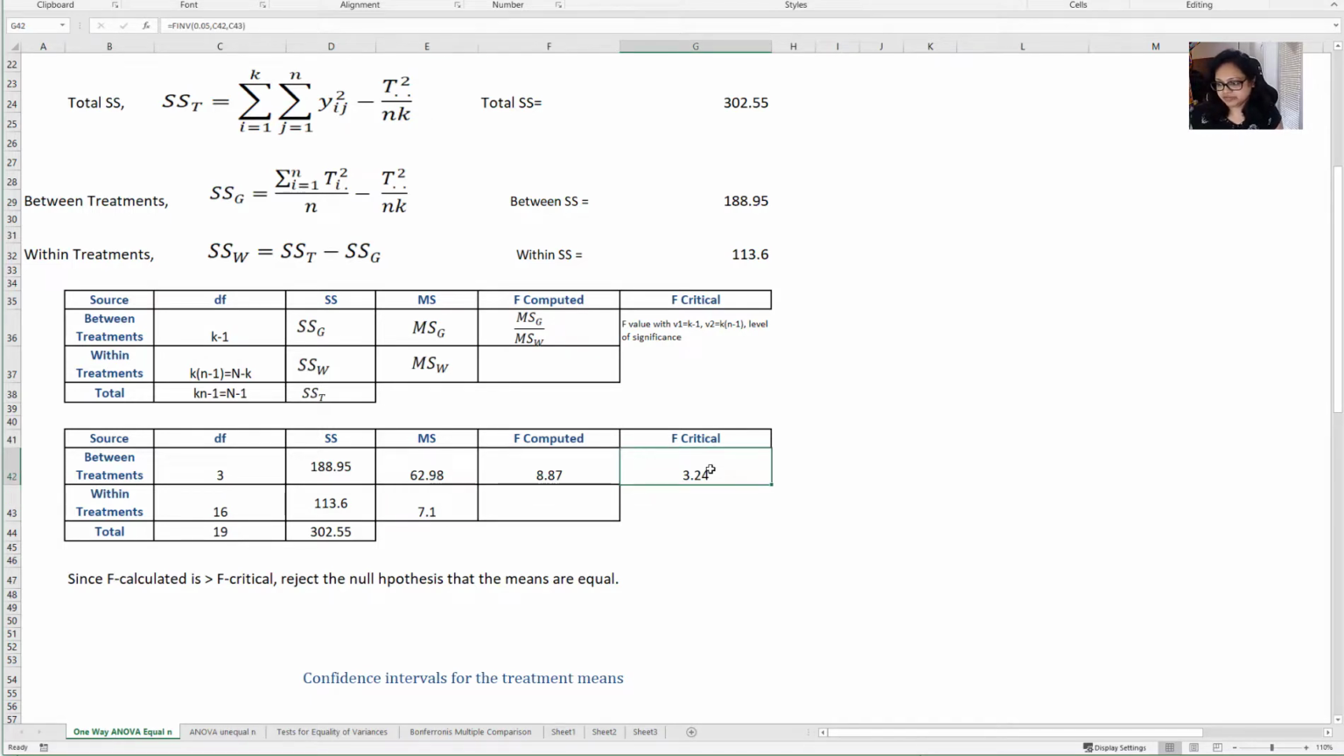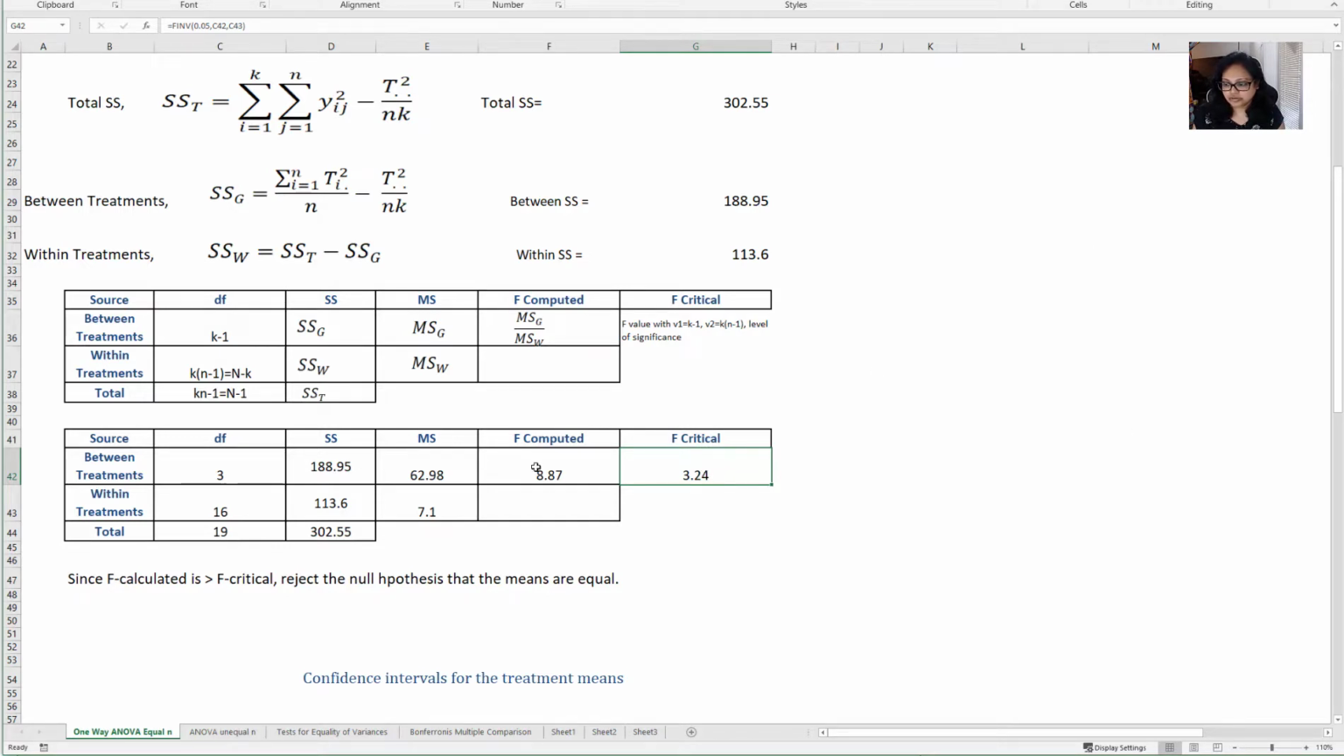And for the F critical value, if we have a level of significance of 0.05 and the degrees of freedom are 3 and 16, then you will find that the F critical value is 3.24. So what do you think? Are we going to reject or not reject the null hypothesis? You can see that the computed value is way higher than the critical value.